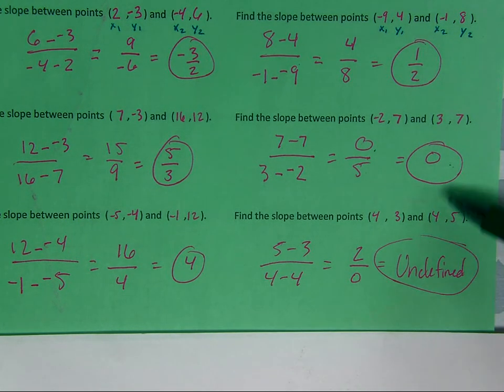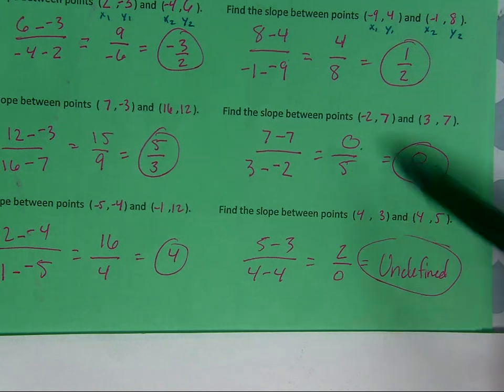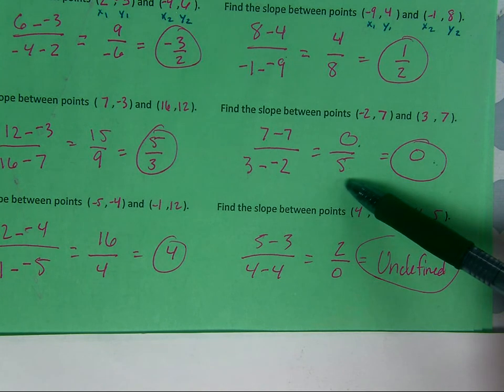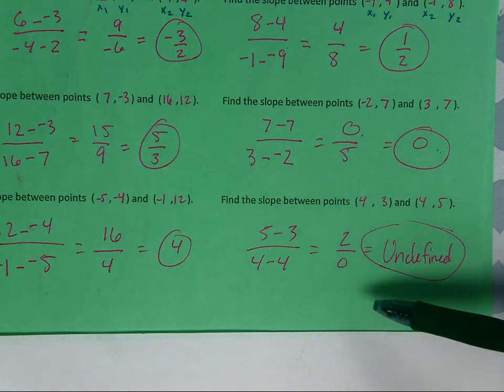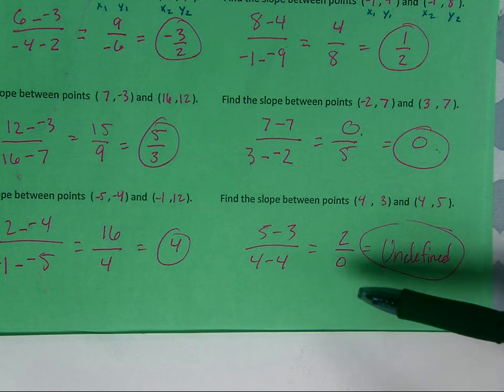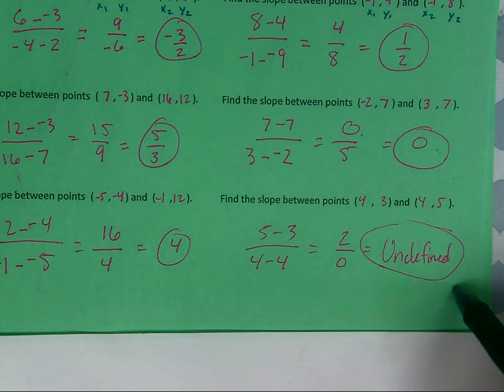So some of you will get confused between the two. So 0 on the top is a 0 slope because you can take 0 and divide by 5 or any other number. On this one, we can't take some number and divide by 0. So 0 on the bottom means undefined slope.